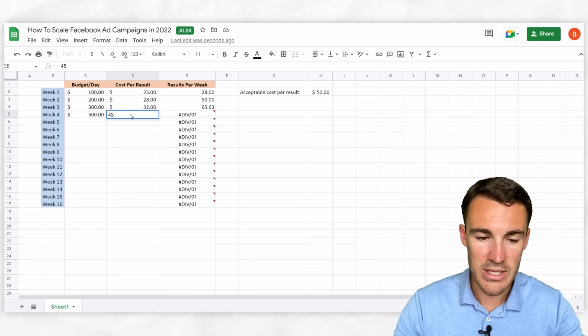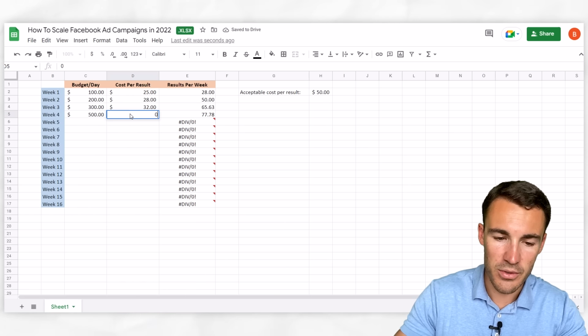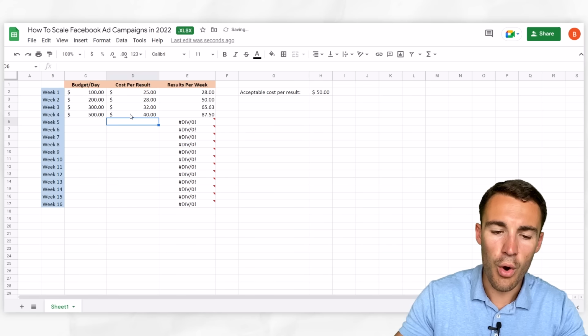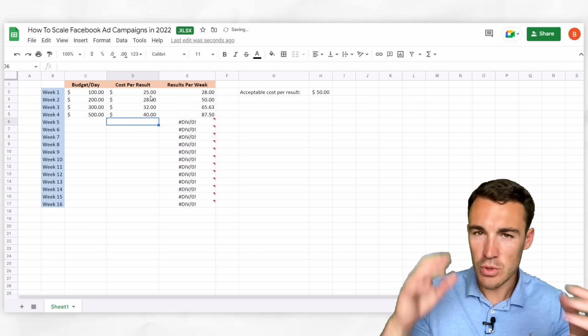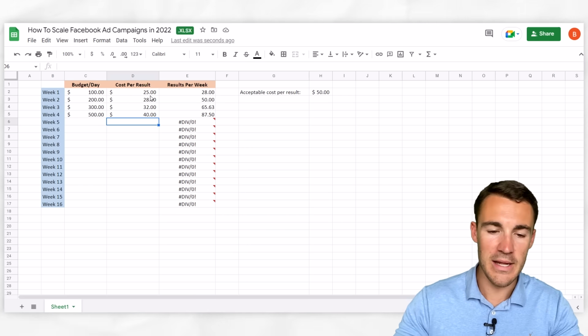Now, this is a more reasonable budget increase. We might see an increase in the cost per result to say $45. Actually, let me go with 40 because I think that's more representative. And I'm just sort of making up these numbers, but I've literally seen this happen with hundreds, if not thousands of Facebook ad campaigns. Okay, this is great.